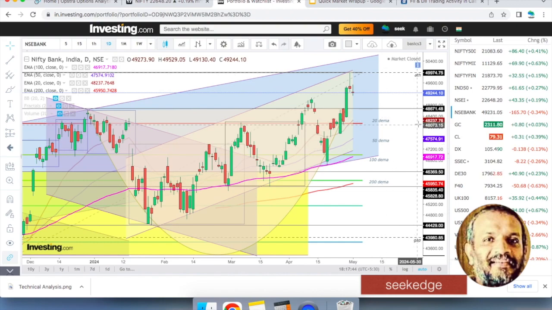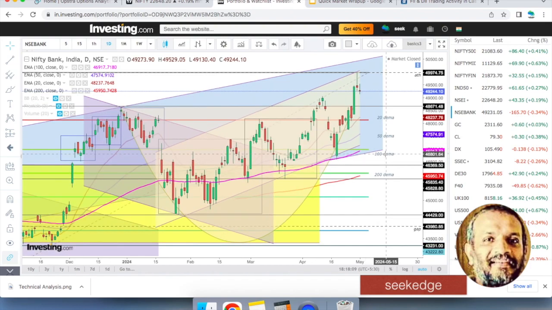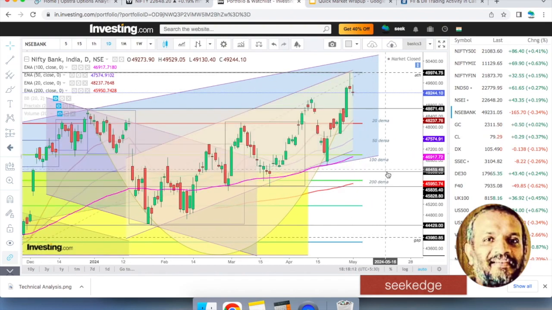48,237 and the 50 exponential moving average before that. So 48,000, a big rounding number, support comes in close by. Then 47,575 would be the 50 exponential moving average support, and 47,000, a big rounding number, would be the next support. You have the 100 exponential moving average at 46,970 coming very close to that, in confluence with it. 47,000 also has the 38 Fibonacci retracement level, so that's a very good support.